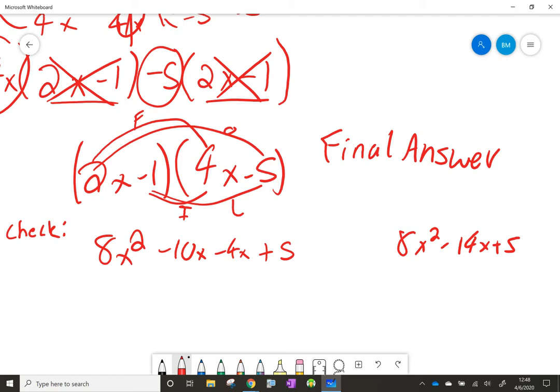So no coincidence, you'll notice the negative 10 and the negative 4 in the middle. And of course, we combine those to make negative 14x. And we get the same thing that we had started with, right? So that's what factoring does. It goes kind of the backwards way of foiling to get our answer.